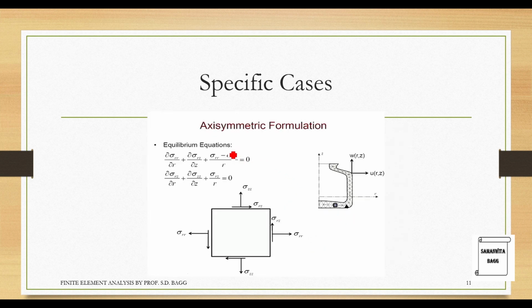Next is the usage of the axisymmetric formulation for the equilibrium equation. This is dou sigma rr upon dou r plus dou sigma rz upon dou z plus sigma rr minus sigma theta theta upon r is 0. So this is one of the equilibrium equations in terms of r, z and theta. And you can have one more equation over here which is used. This is along the rz direction of stress and zz direction of stress and rz direction of stress with respect to r. So these are the stresses that you can see over the body.